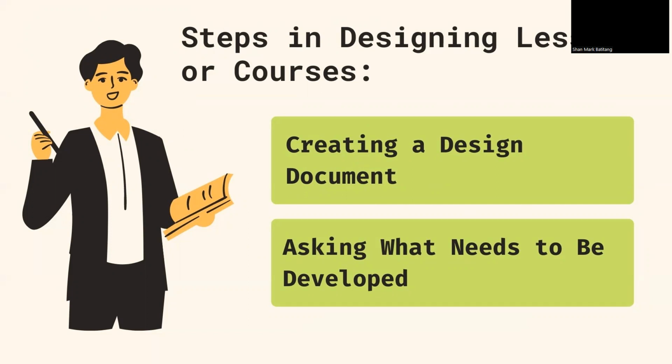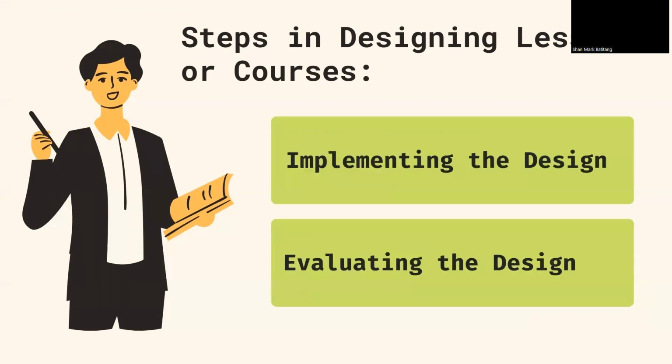Fourth, asking what needs to be developed. Who is going to produce it? How much will it cost? Fifth, implementing the design. What is needed for the lesson, for the students, and for the course to be completed? And number six, evaluating the design. Did the lessons work? How do you know? And how could it be better?